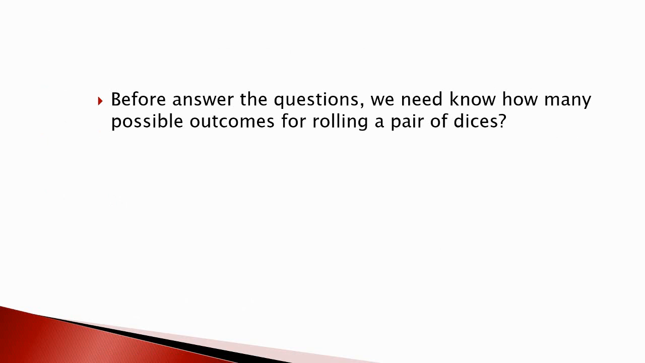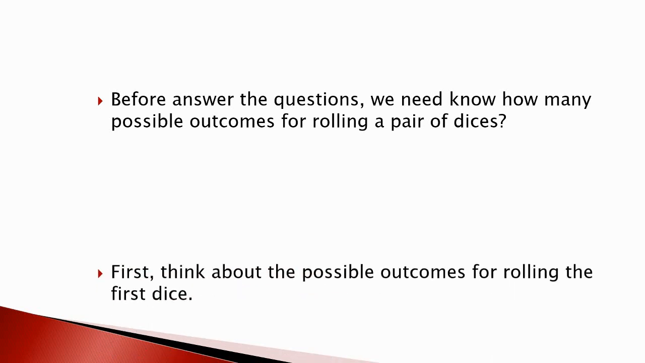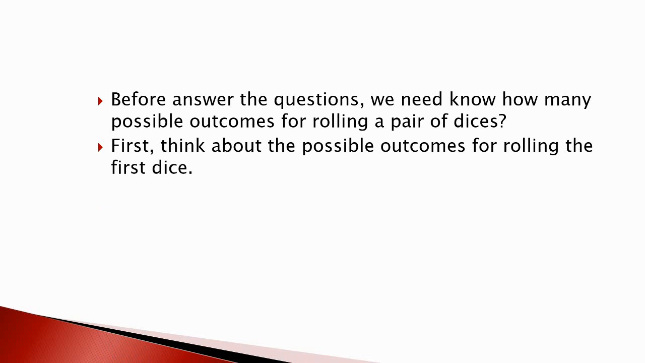Before answering the questions, we need to know how many possible outcomes there are for rolling a pair of dice, which means we need to find out what n is in our case. First, think about the possible outcomes for rolling the first die. The possible outcomes are 1, 2, 3, 4, 5, 6. That's because there are only 6 numbers on a die, so we can only get 6 possible outcomes.